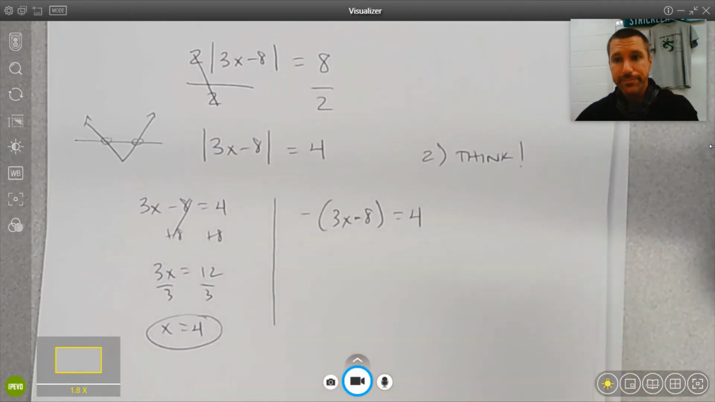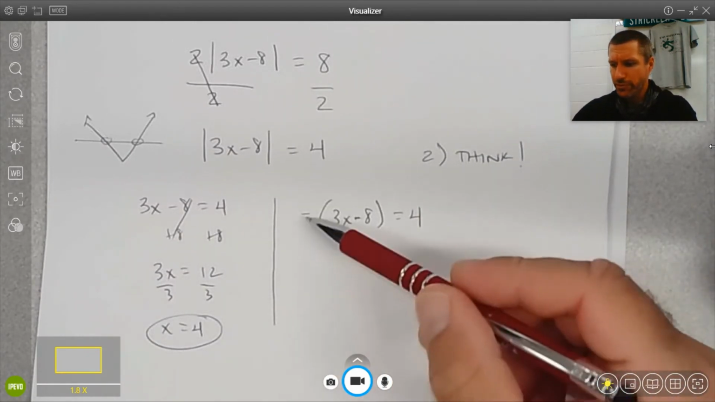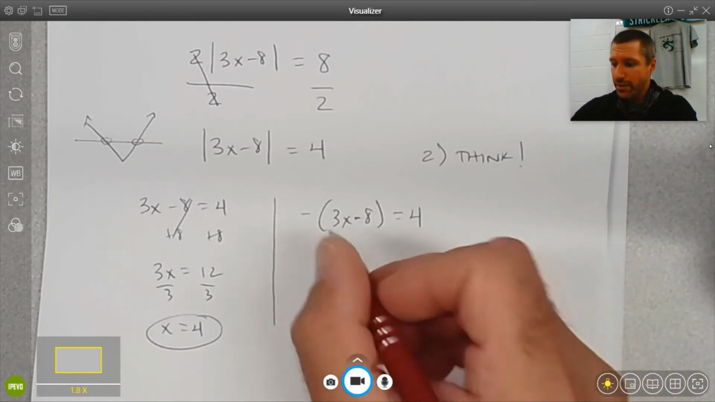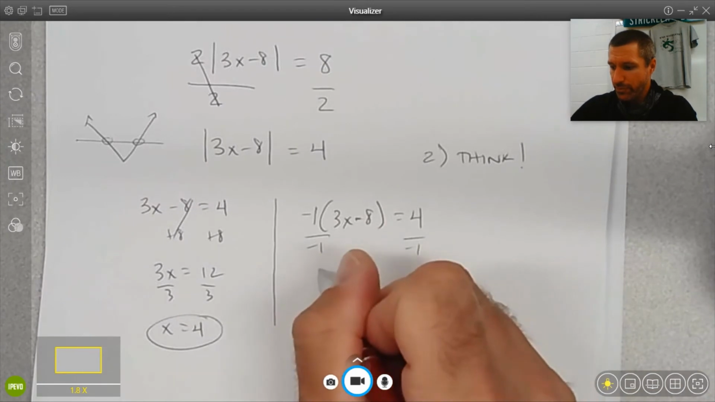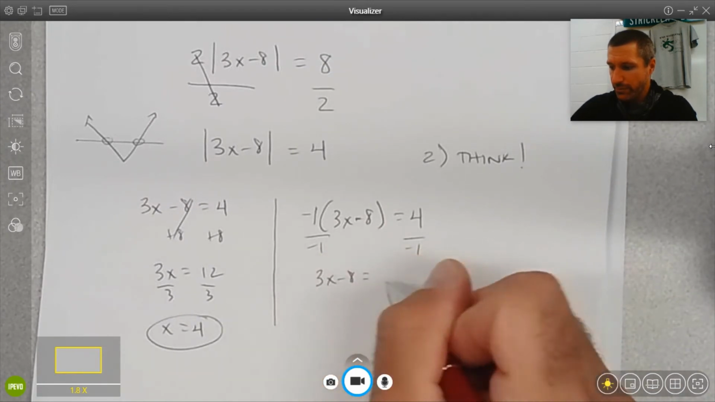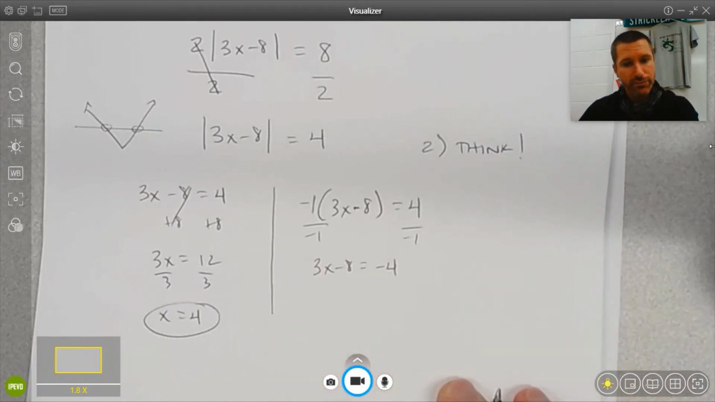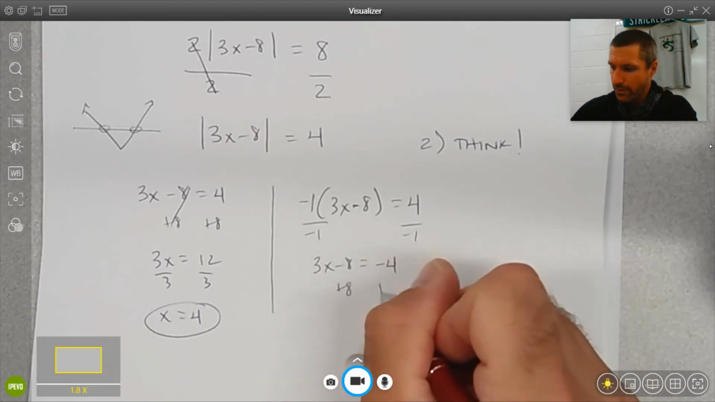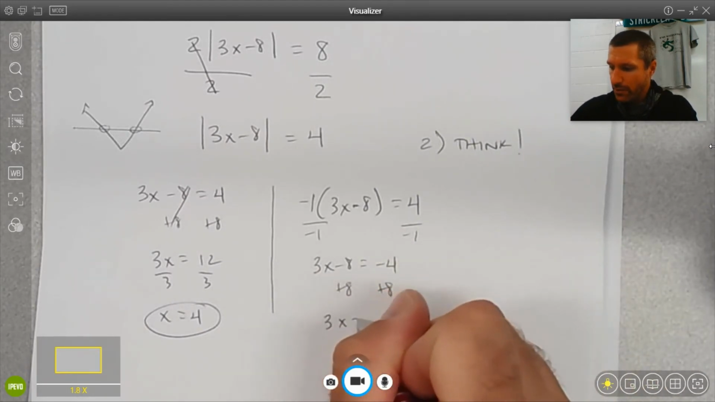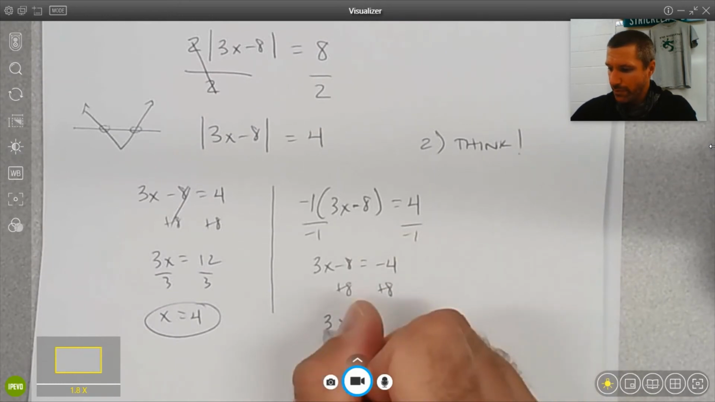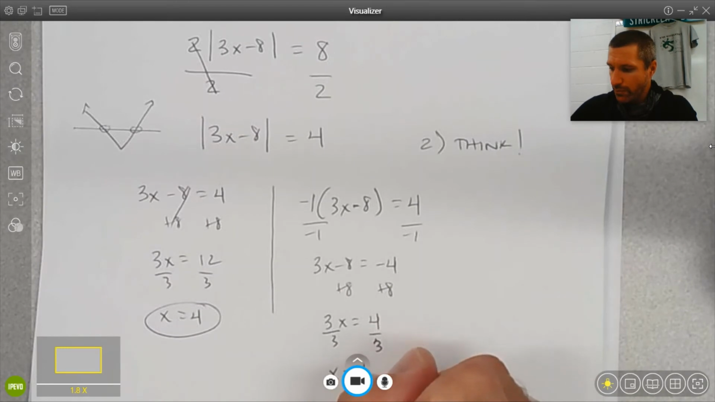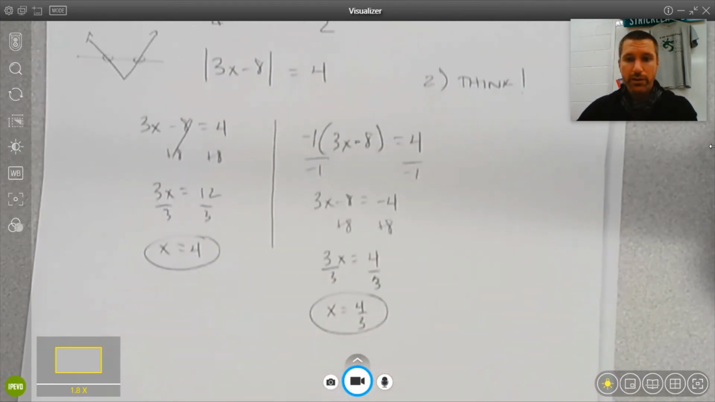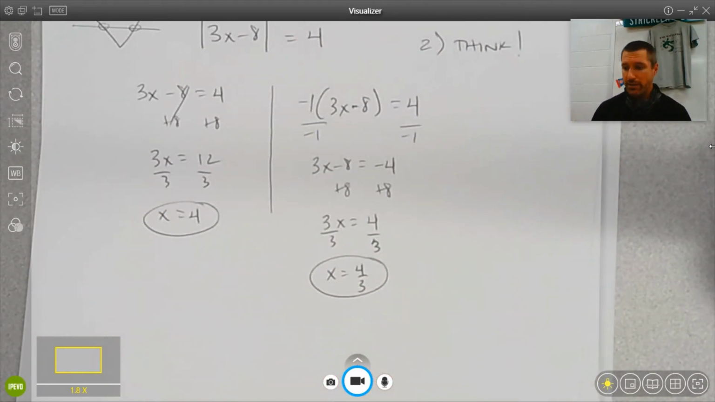And solve. So how do you want to solve this? You could distribute said negative, or you could divide the -1 to both sides, which is my preferred approach. So 3x minus 8 equals -4, and go from there. Add 8: 3x equals 4, divide by 3, and x equals 4/3. So what we have here is 2 solutions, x equals 4 and x equals 4/3.